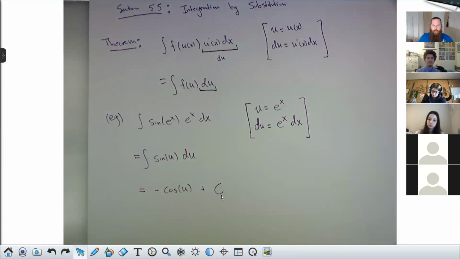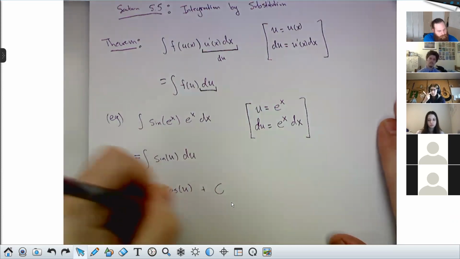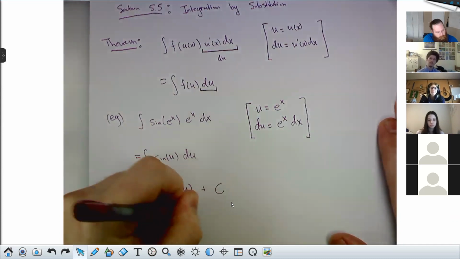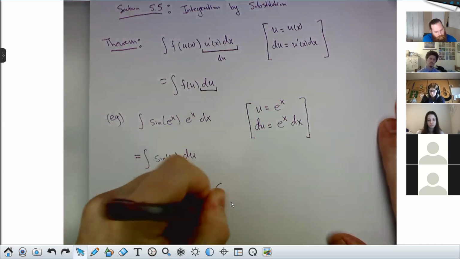And this stands for all the vertical translates of that function, right? Negative cos u plus 5, negative cos u minus 10, all have derivative sine u. And then the last thing you need to do for these indefinite integrals by substitution is to rewrite this answer in terms of the original variable, right? If I asked you this question and you gave me this answer without any of the stuff in between, I would be like, what the hell is u? I don't even know what you're talking about. Well, what is u? U was e to the x. So this is negative cos e to the x plus c.